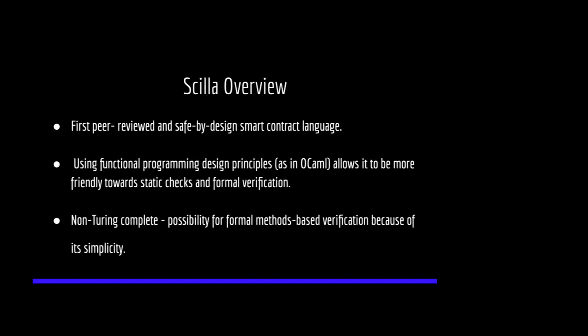And just to give an overview of Scilla, as Amrit had mentioned, it's a first peer-reviewed and safe by design smart contract language, and uses functional programming principles as seen in OCaml and other functional programming languages, and it's friendly towards writing static checks and formal proofs. And it's non-Turing complete, so that actually helps. That makes it easier to write formal proofs.